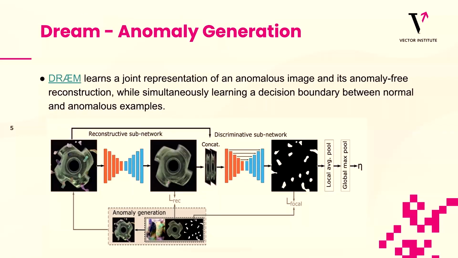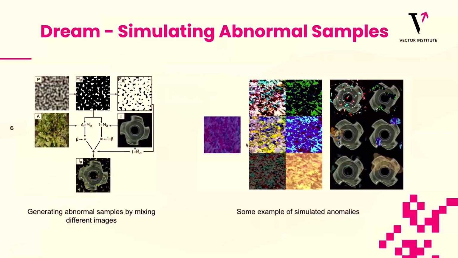Okay, as I mentioned, during the training time, we just have access to the normal samples. But what if we create some simulated abnormal samples using normal samples? DRAEM works based on such an idea. Here you can see the basic idea of DRAEM. We have 3 different modules here: anomaly generation, reconstructive subnetwork, and discriminative subnetwork.